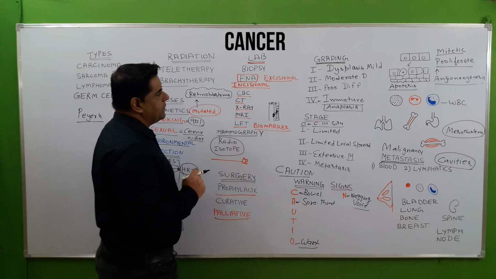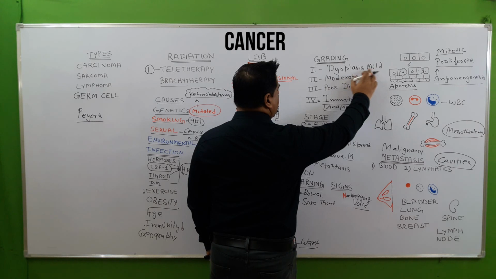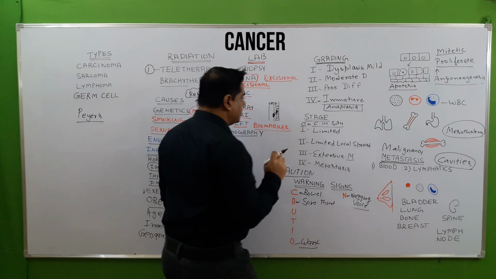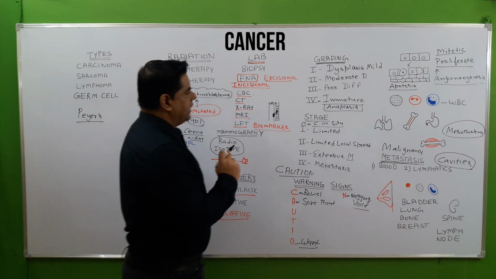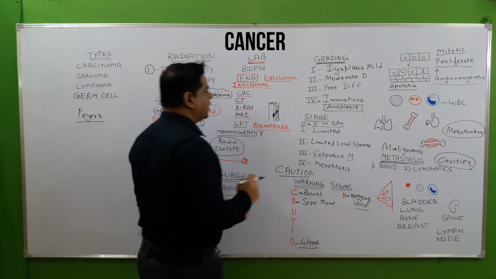So, on the basis of grading, there is grade 1 which shows mild dysplasia. The number of cells is increasing, but it is mild, grade 1, and can generally be treated by prophylactic surgery or prophylactic treatment. And when we talk about grade 2, it is moderate, we can say moderate differentiation can be there. So what is the meaning of the word differentiation?